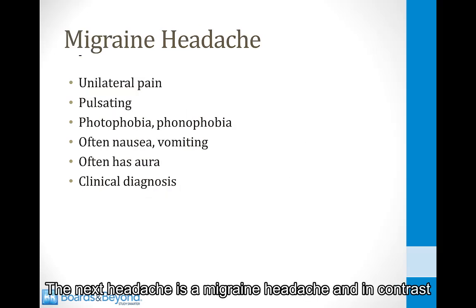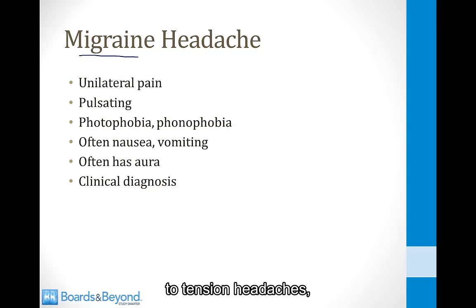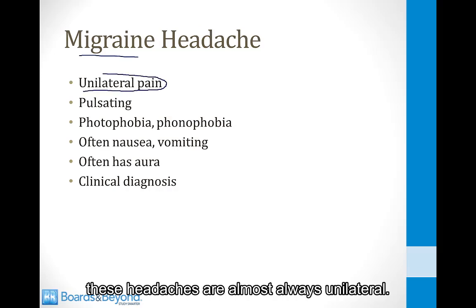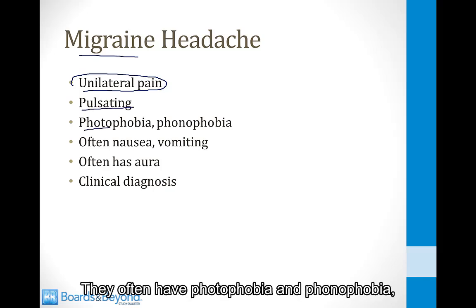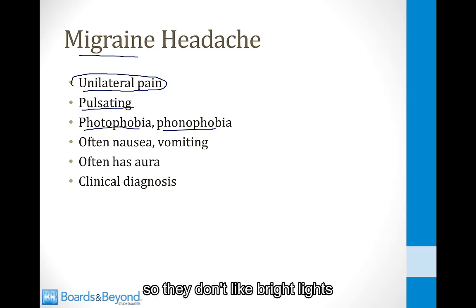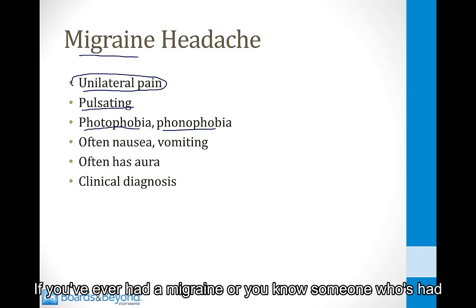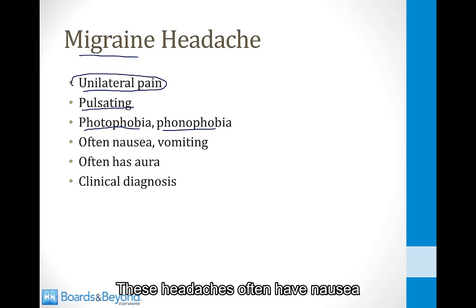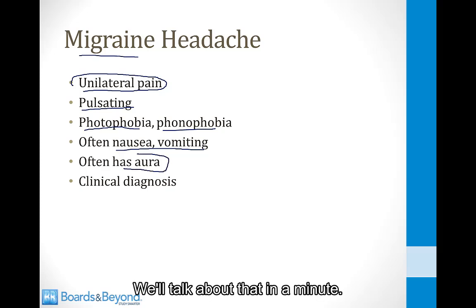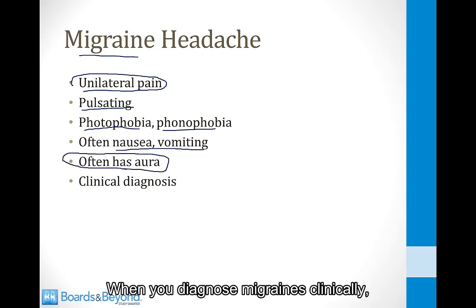The next headache is a migraine headache, and in contrast to tension headaches, these headaches are almost always unilateral. Patients describe them as pulsating. They often have photophobia and phonophobia, so they don't like bright lights and they don't like loud noises. If you've ever had a migraine or you know someone who's had a migraine, they like to lie in a quiet, dark room because it makes them feel better. These headaches often have nausea and vomiting accompanying them, and they often are preceded by an aura. We'll talk about that in a minute. You diagnose migraines clinically, there's no blood test or imaging for this.